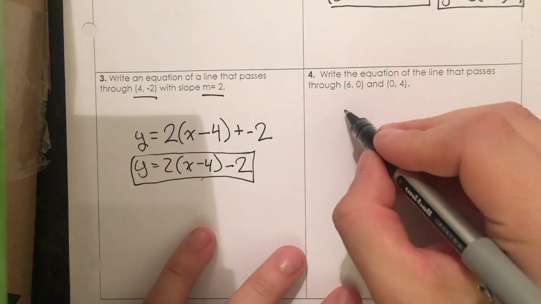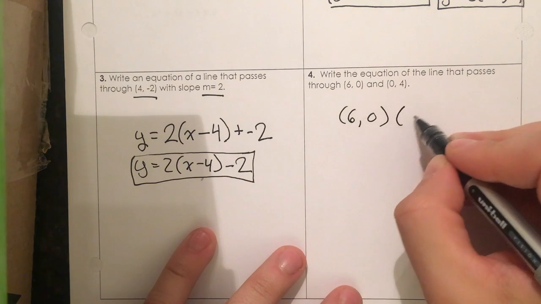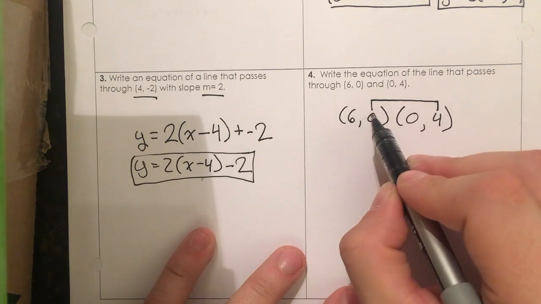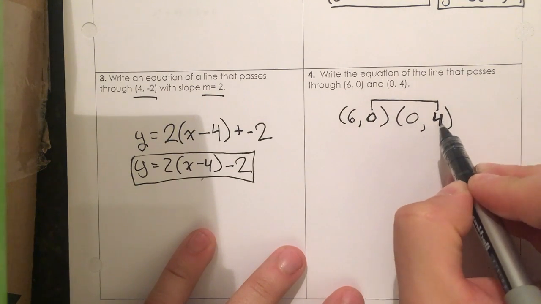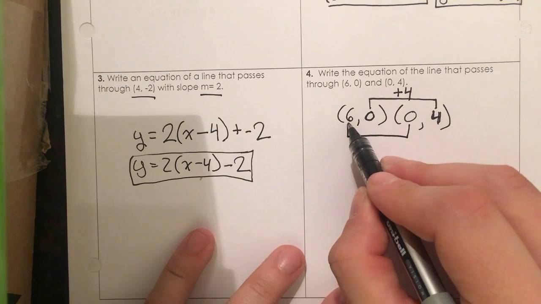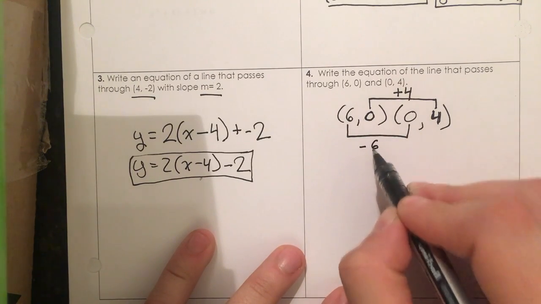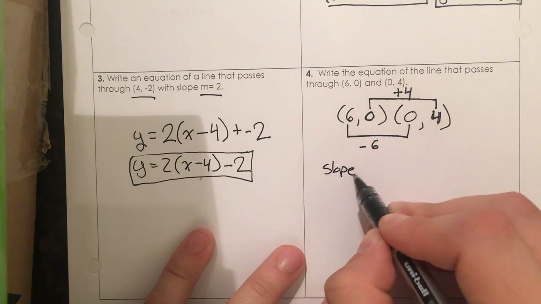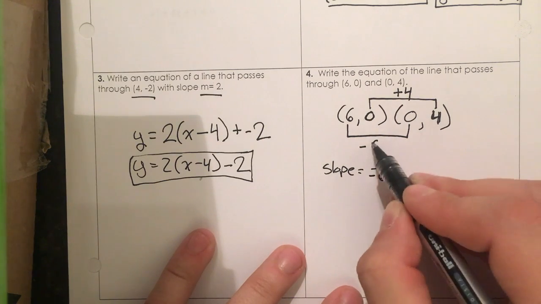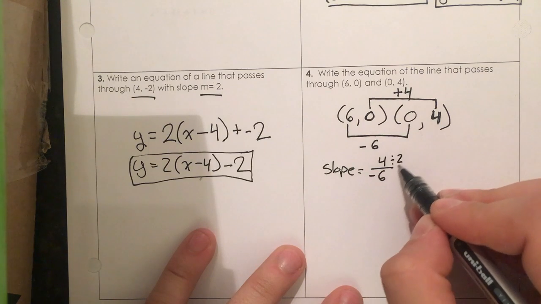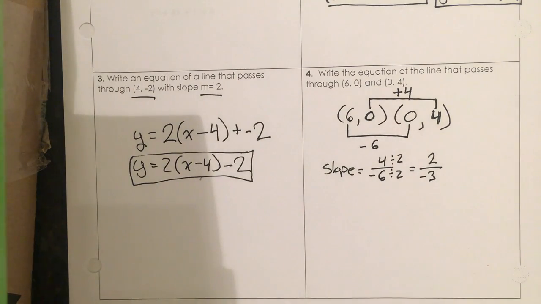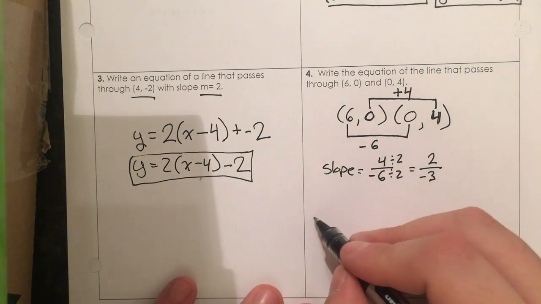For question 4, again, we've got 2 points, so we actually need to find our slope. We look at the two y values and say, what do we need to do to 0 to get to 4? Well, we would add 4. Well, what do we need to do to get from 6 to 0? We would need to subtract 6. So our slope is change in y, which is 4, over change in x, negative 6. And look, once again, we can divide both the top and the bottom by the same number, and we get a slope of negative 2/3.